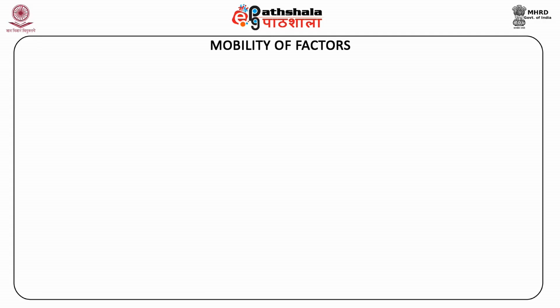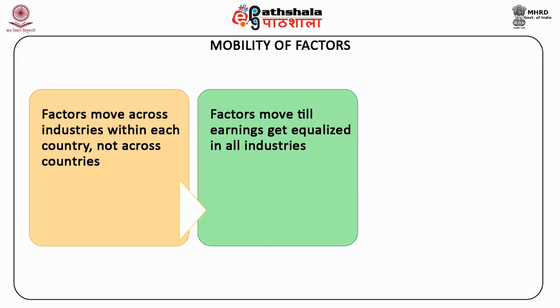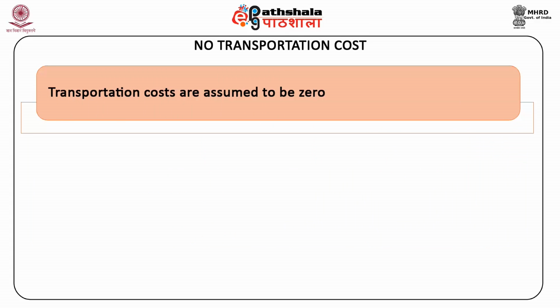Factors, that is, labor and capital, can move across industries within each country, but they cannot move across countries. This means that factors can move from high paying industry to low paying industry until earnings are equalized in all industries. But there is zero international factor mobility, so that international differences in factor earnings would persist in the absence of trade. Transportation costs are assumed to be zero.